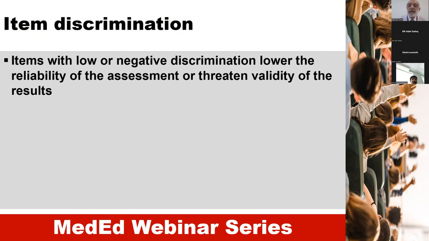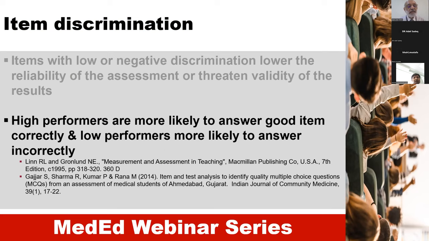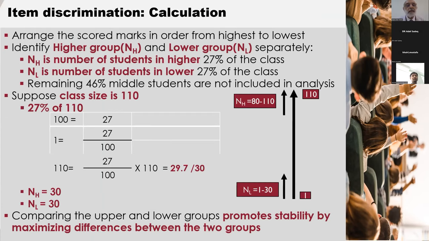Items with low or negative discrimination lower the reliability of the assessment or threaten the validity of the results. I'll explain this point further in a short while. Obviously, it is expected that high performers are more likely to answer good items correctly as compared to low performers, who would answer incorrectly. Now, again, the discrimination index is usually calculated by the software in the optical reader. But to understand how it is calculated and how it's utilized, let's look at these few slides.